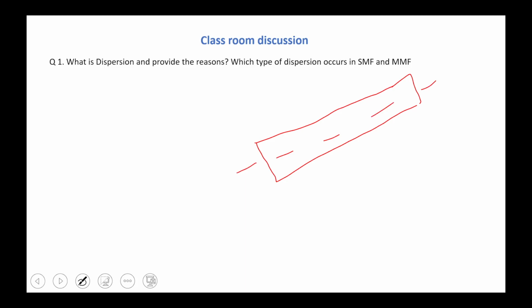Another reason, can anyone tell, apart from Namita? Manish and Anchal, anyone can unmute yourself and answer.